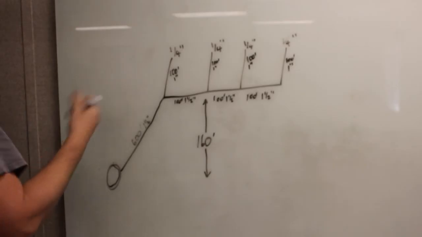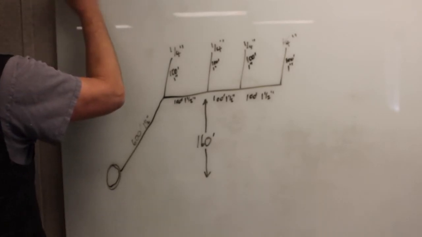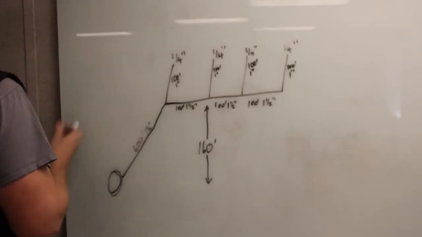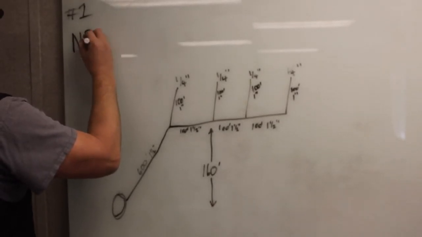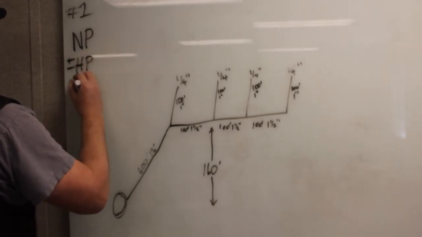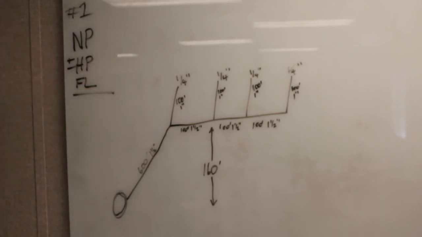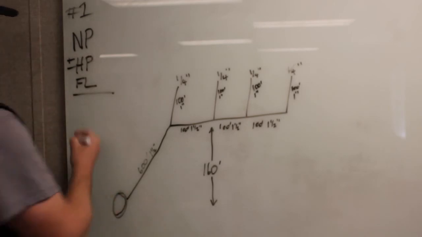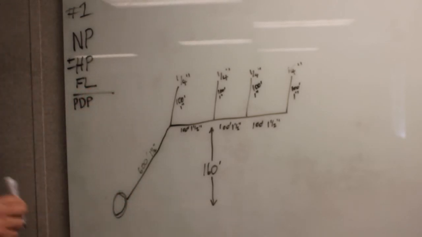So we have problem number one in our example here. I need a better black pen. I always write my equation up: NP plus or minus HP plus FL, so nozzle pressure, head pressure, friction loss. I always write that up. If I write that up there, it gives me a good anchor point to start from. Okay, and that's going to equal PDP.